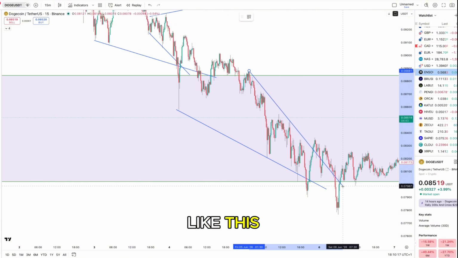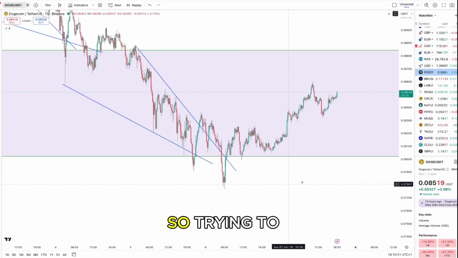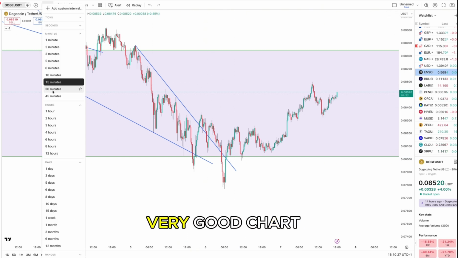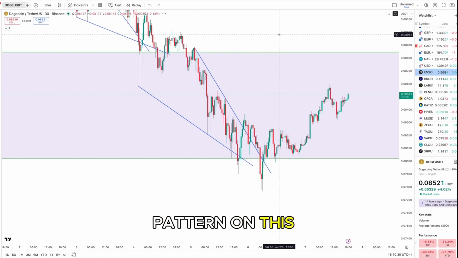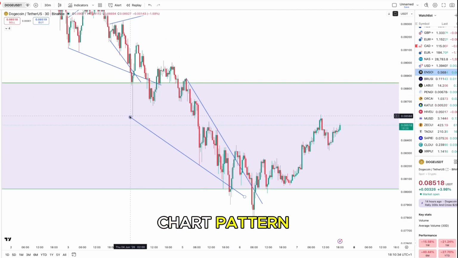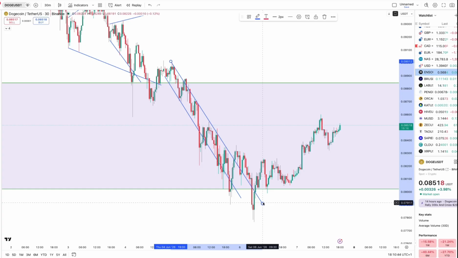Zone like this. So trying to use this, I already got a breakout and it made another low. So this is not giving me a good chart pattern. I need a very good chart pattern on this market, a swing that will give me a very good chart pattern to work with. Let me try this.